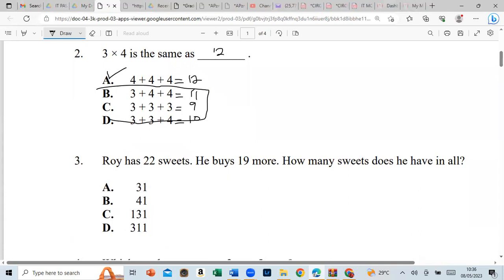Roy has 22 sweets. He buys 19 more. How many sweets does he have in all? Guys, please ensure you're not buying so many sweets at school, please. So, he has 22, and then he got 19 more. So we're just going to total that. So add it, 2 and 9 is 11, 1 and 1 and 2 is 4, that is 41. So in total, he has 41 sweets now.